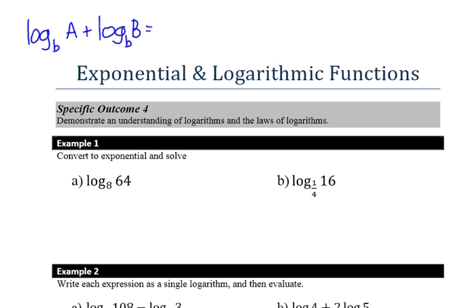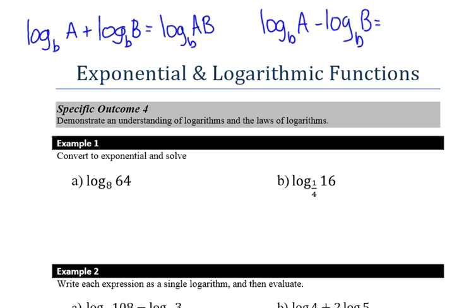Do you remember? Log b, and then we AB, right? We multiply them. It's a product law. That's on your formula sheet. The other one that's on your formula sheet is the quotient law. So if they're being subtracted, what are we going to do? Divide them. So log b of A over B.